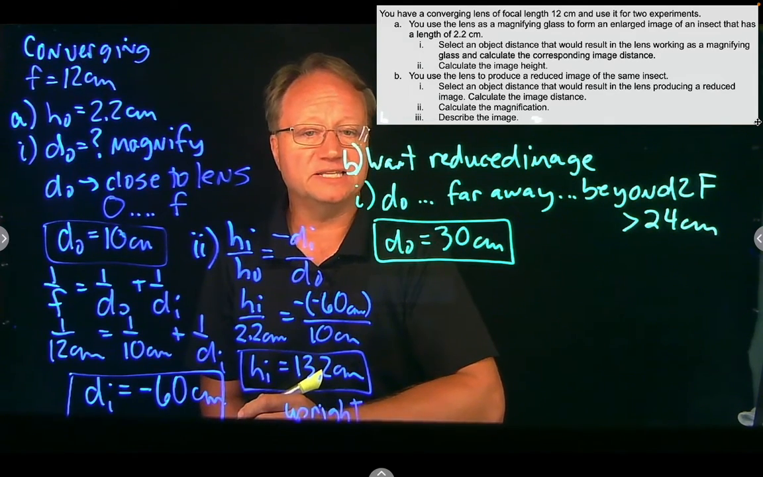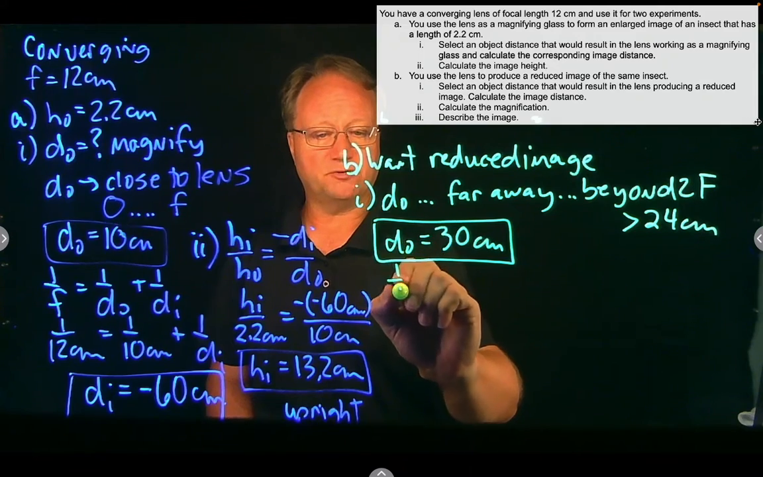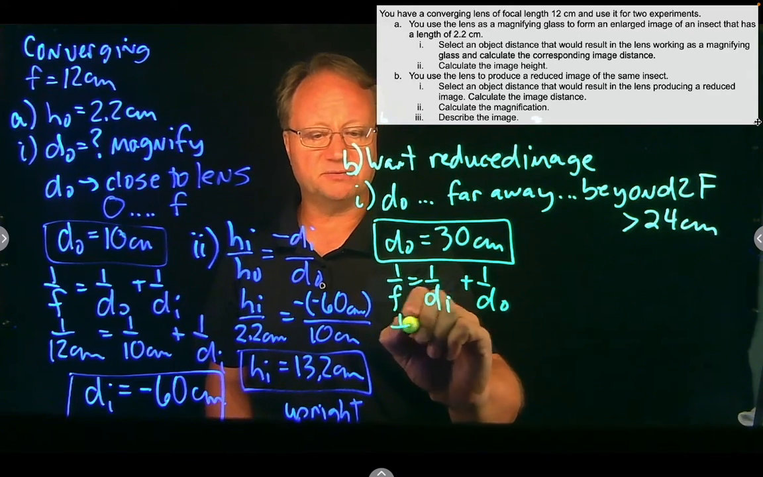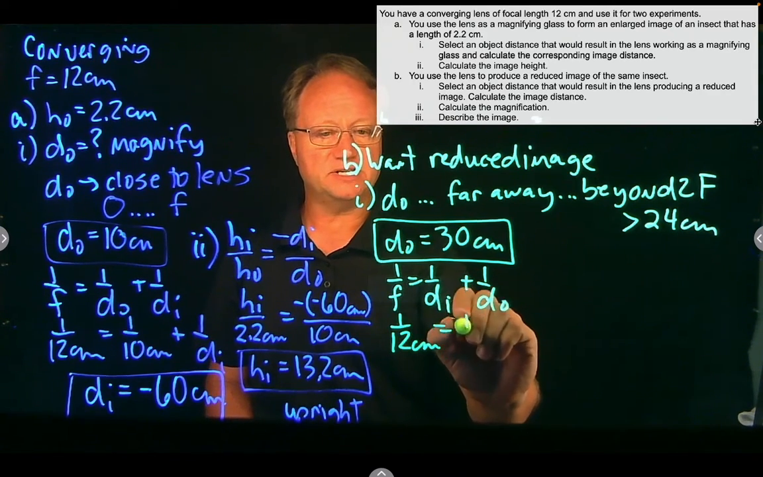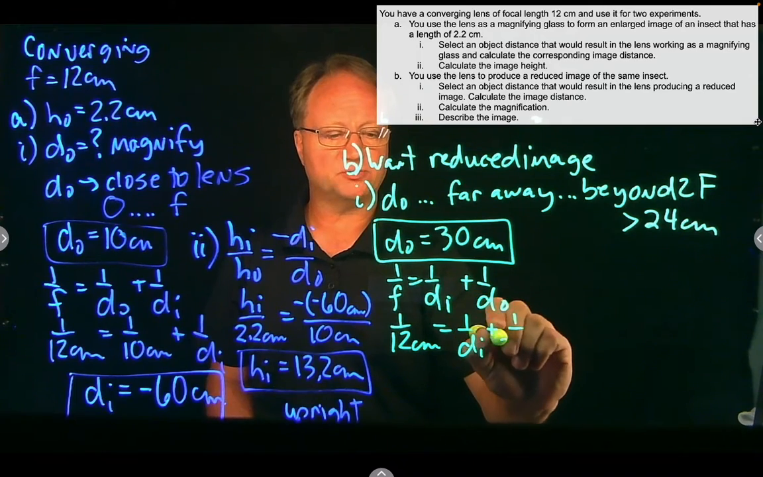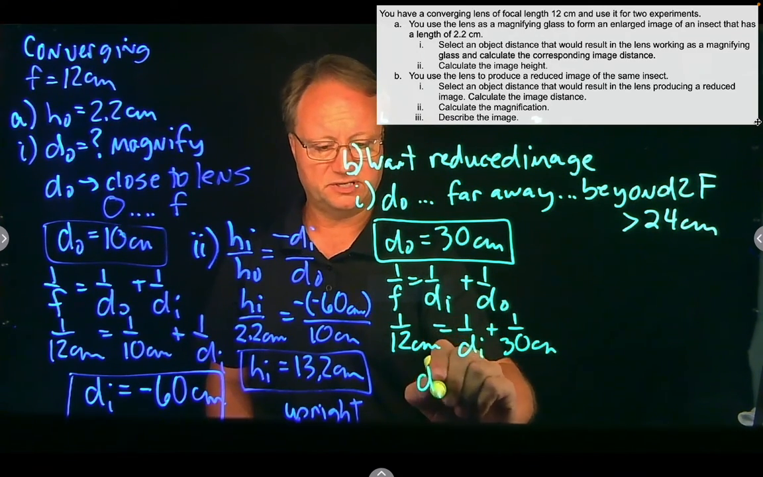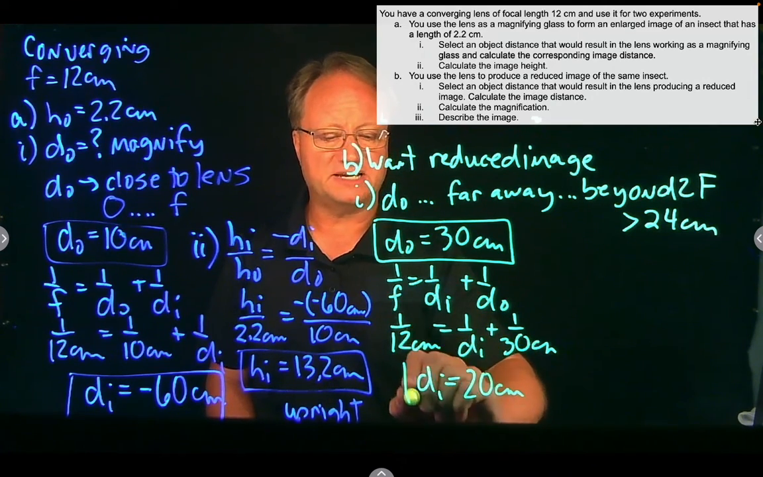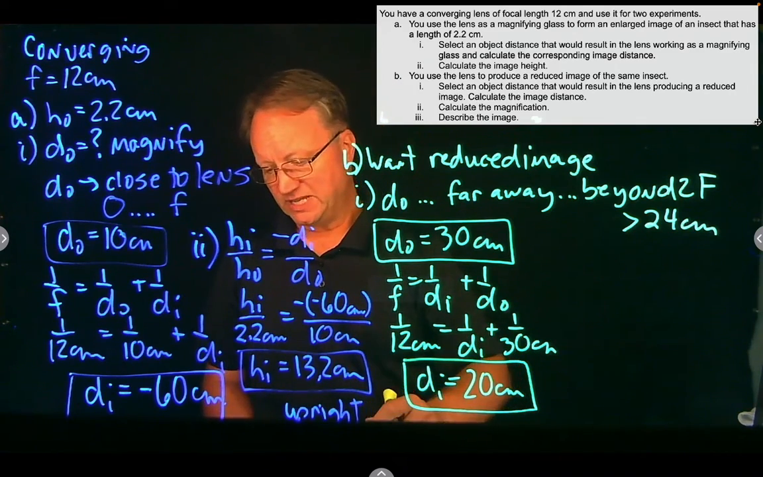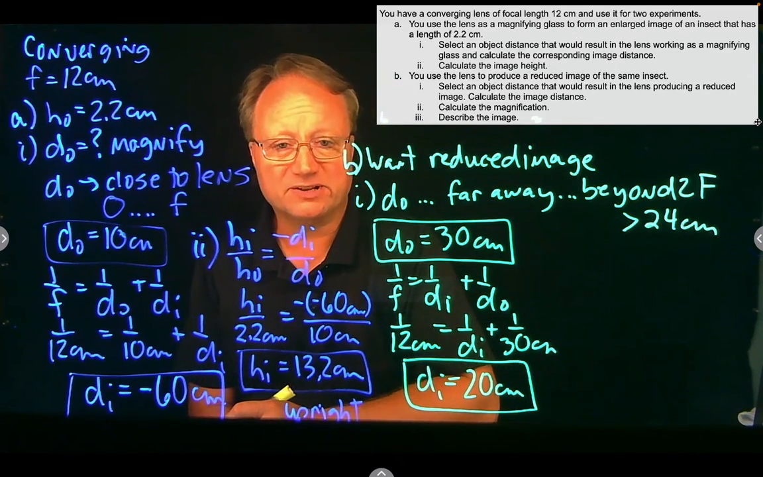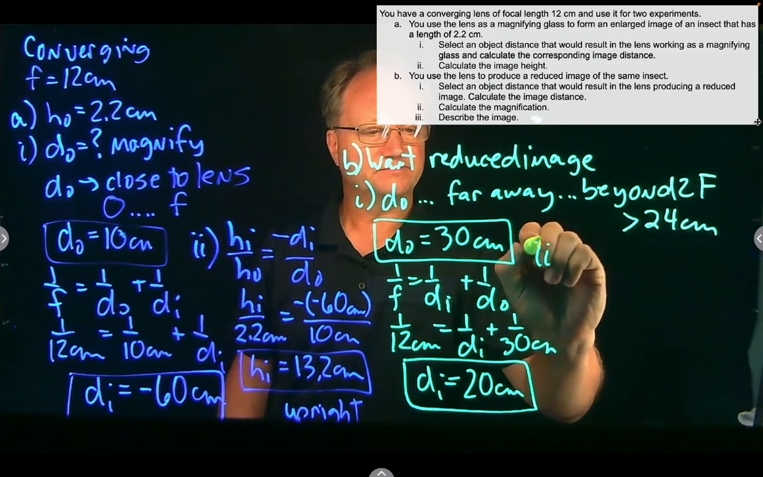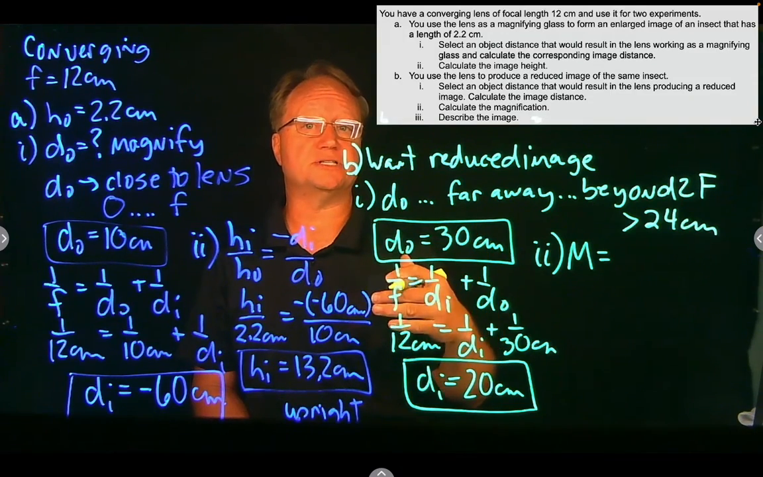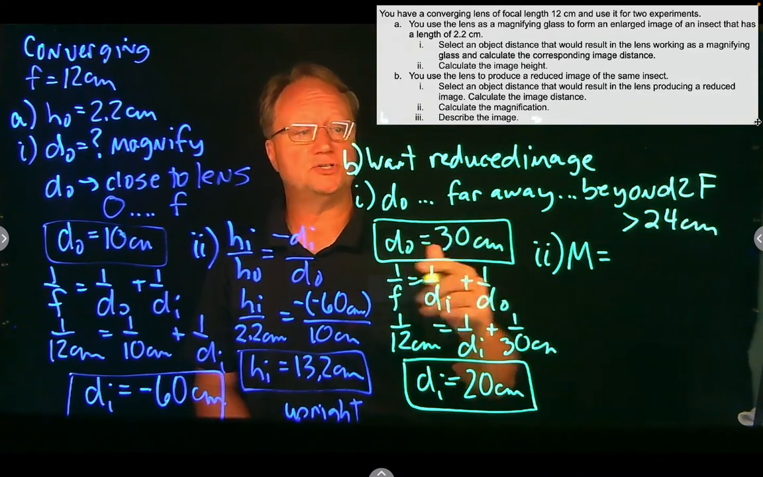Now, we want to calculate the image distance. So 1 over f equals 1 over d sub i plus 1 over d sub o. So this is going to be 1 over 12 centimeters is equal to 1 over d sub i plus 1 over 30 centimeters. When we solve down, that's going to give us a d sub i value of 20 centimeters. Now, in the next part, we want to calculate the magnification. Magnification, you're going to know that the object is larger or changed in size by comparing the image to the object.